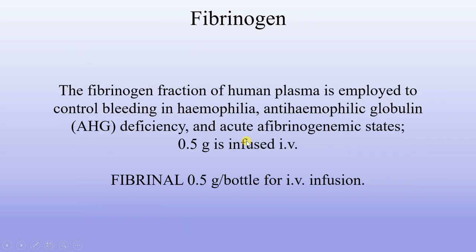Let's touch on fibrinogen. The fibrinogen fraction of human plasma is employed to control bleeding in hemophilia, antihemophilic globulin, AHG deficiency, and acute afibrinogenemic states. 0.5 grams is infused intravenously. The drug Fibrinal, 0.5 gram bottle for IV infusion.